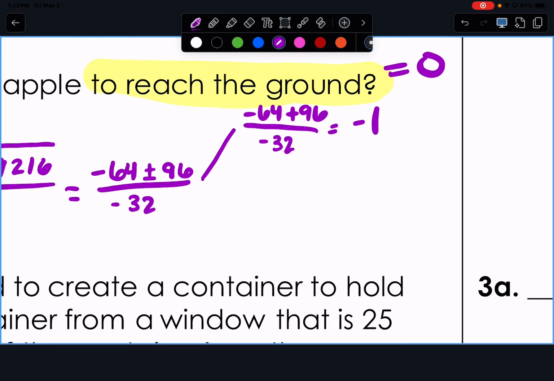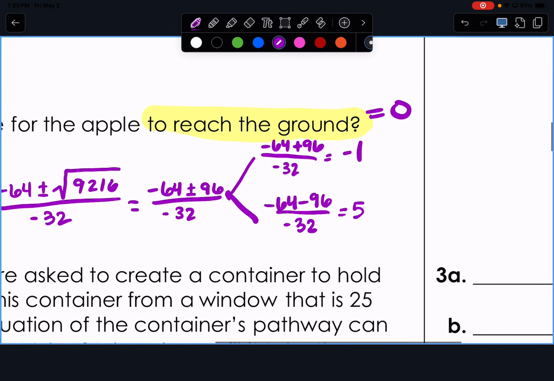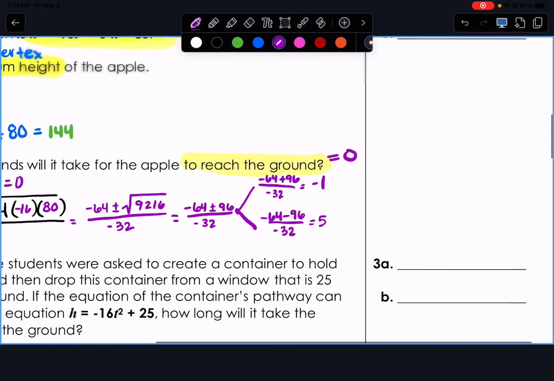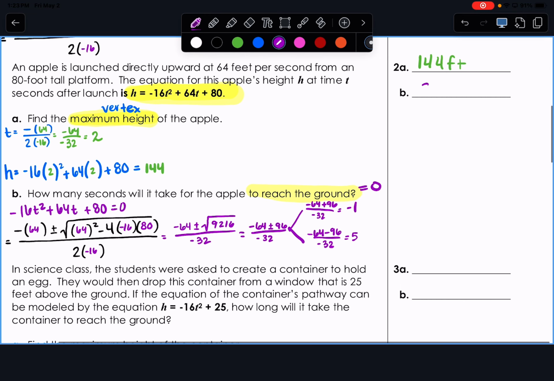Wait, I got 0. Oh wait, never mind. Sorry, that was my bad. All right. So the first one you get negative 1. Then the second one we have negative 64 minus 96 divided by negative 32. What do we get for that one? 5. All right. So our answer is 5 seconds.